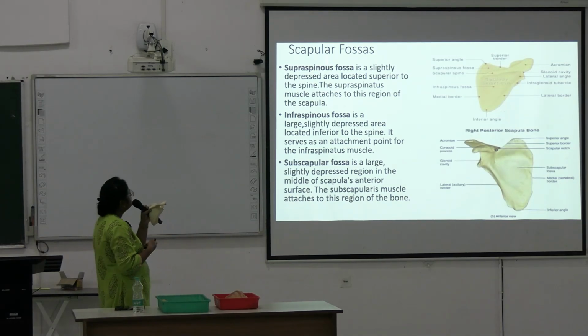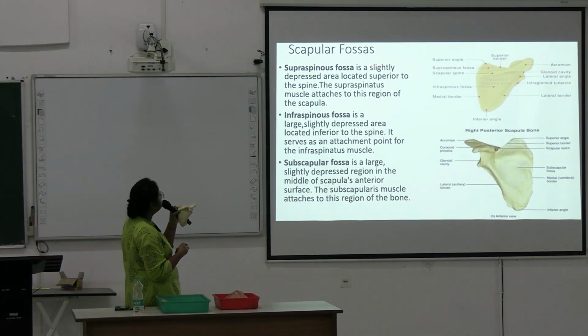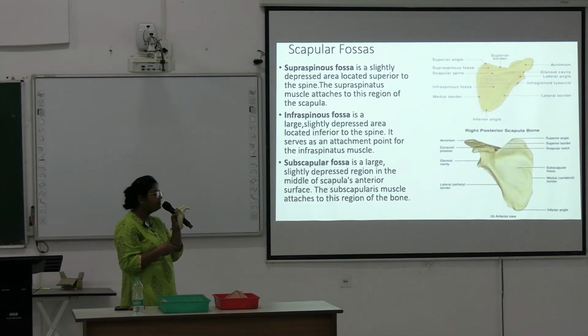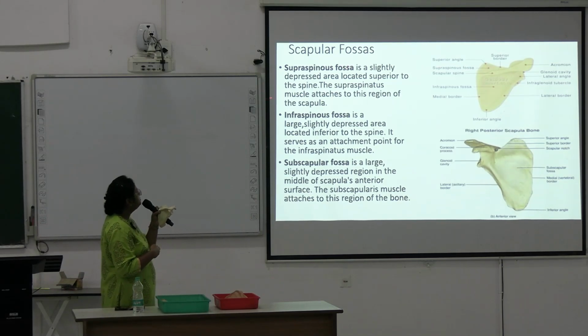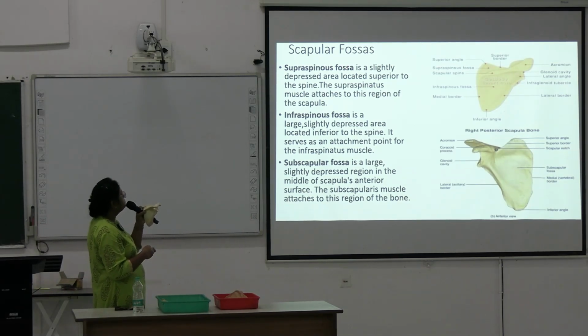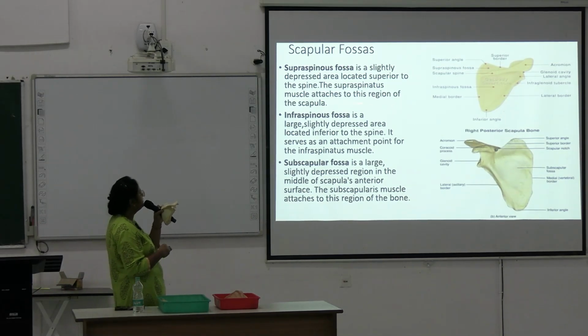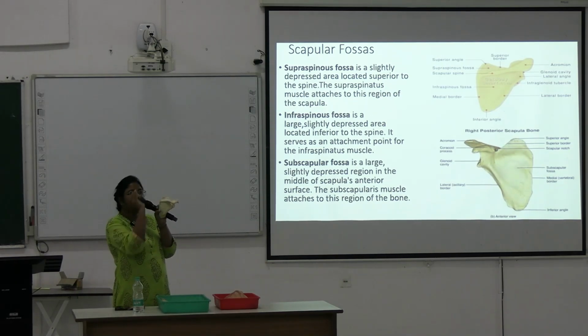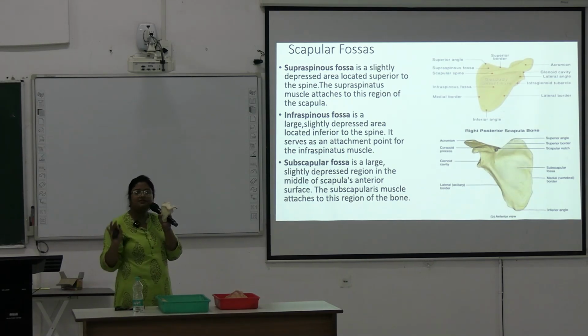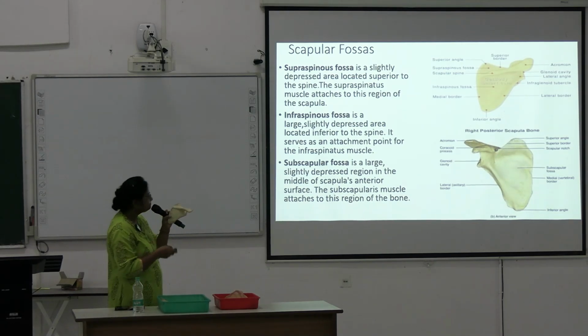Okay. So, 3 fossas are supraspinous fossa. Above the spine is the supraspinous fossa. It is a slightly depressed area located superior to the spine, and the supraspinatus muscle attaches to this region of the scapula. See here on the dorsal aspect above the spine, this is supraspinous fossa, gives attachment to supraspinatus muscle.